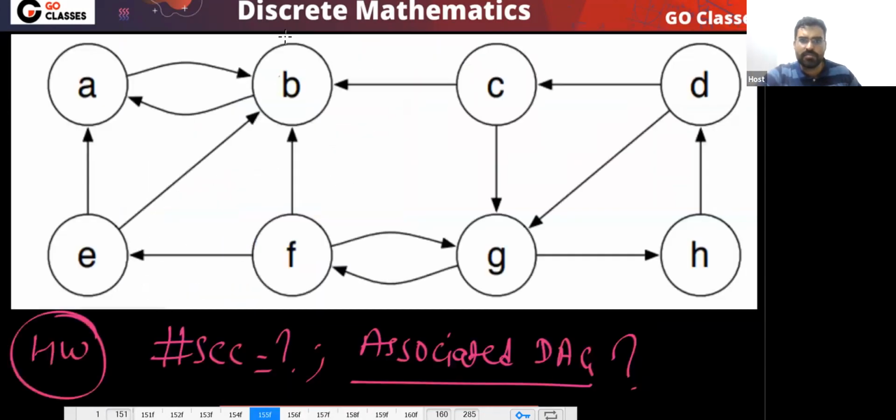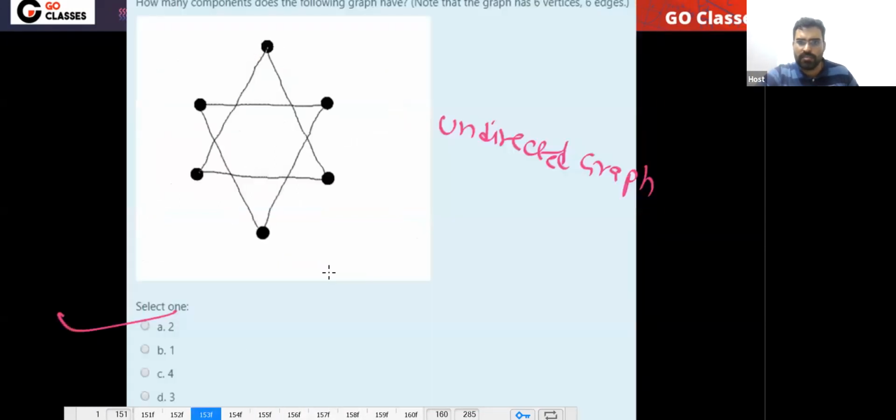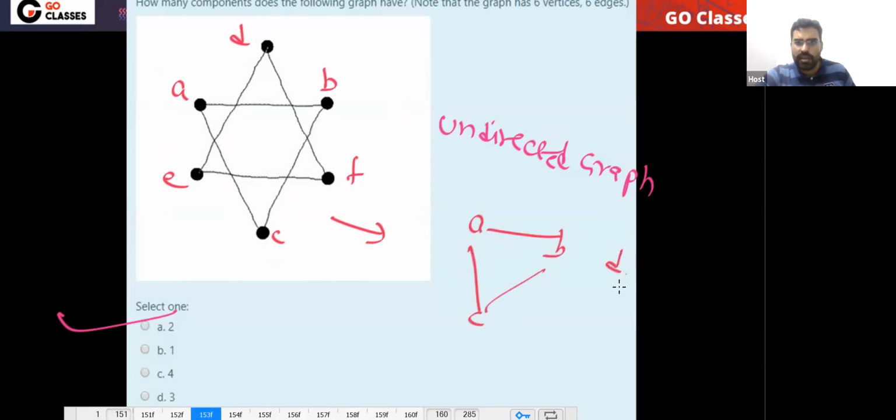Which question? Is this question? Yes, there will be 2. Okay, here you will have 2. Basically A, B, C, D, E, F. So there are 2 components. A, B, C, this is one component, and D, E, F, this is another component. Total 2 components you have.